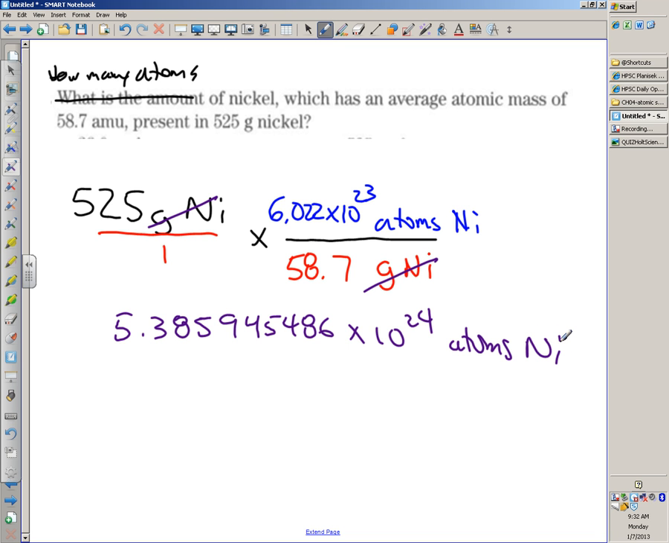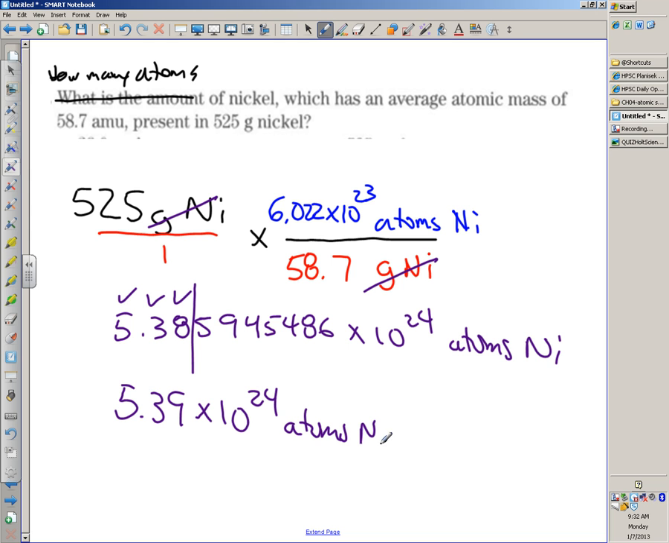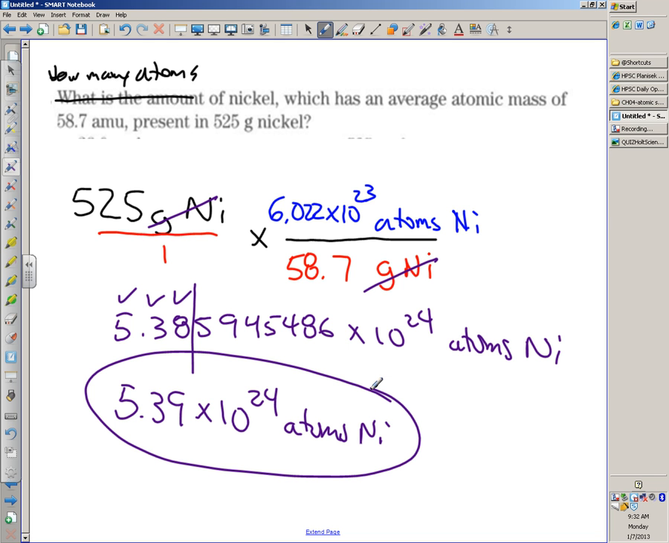That's what my calculator gave me, right? Am I writing that number down? Please don't write that number. You can write it down as long as you do something with it afterwards, right? How many significant digits does this number have to have? 3, because we started with 3. So 1, 2, 3. There's our 8. But what do we see after the 8? The 5, and especially after that 5 and 9, right? So we would round this to 5.39 times 10 to the 24th atoms of nickel. Good there?